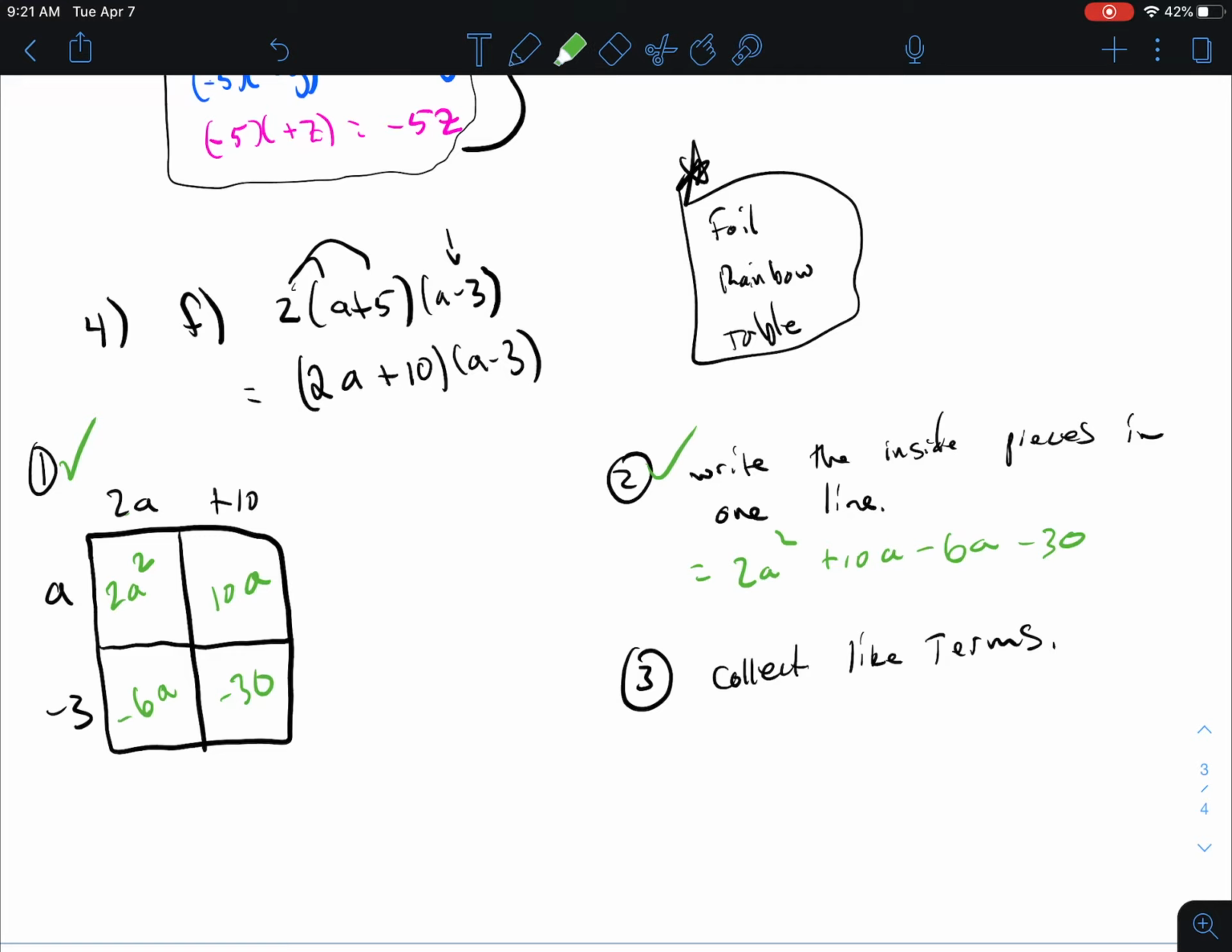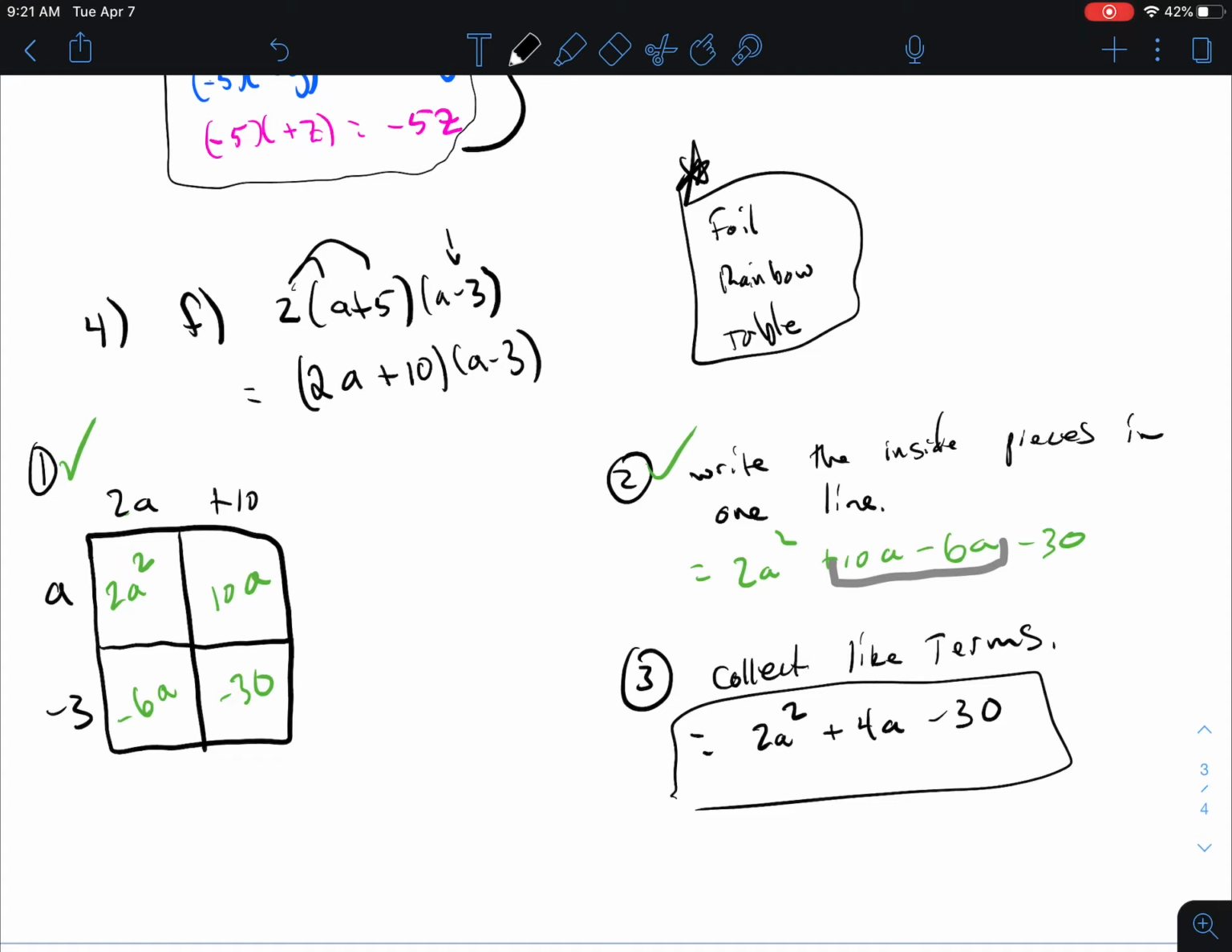Now step 3 is collect the like terms, and by that I mean let's take the 2 things in the middle, because they both have a's on them. And then rewrite the line, and this will be our final answer. So 2a squared. Now 10a minus 6a is going to be positive 4a minus 30. That's your final answer. So that's 4f.